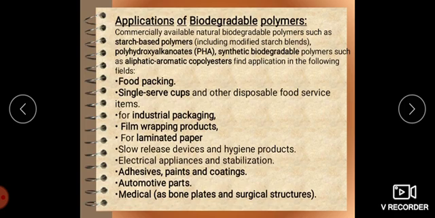We have to see some applications of these biodegradable polymers. Commercially available natural biodegradable polymers such as starch-based polymers include modified starch blends and polyhydroxyalkanoates PHA. Synthetic biodegradable polymers such as aliphatic-aromatic copolyesters find applications in a number of fields. Number one, food packaging. Number two, single-serve cups and other disposable food service items.